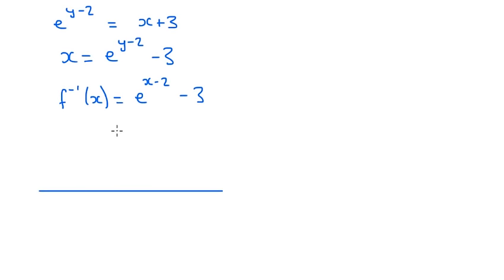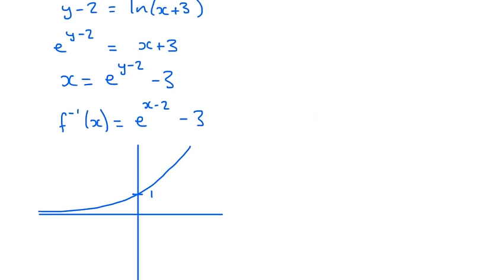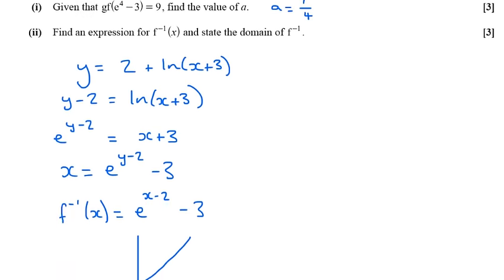If we draw a little picture, the normal e to the x graph looks like this, going through 1 there. So our graph is going to move up. Well, we don't even need to think of that. What we can do is say, well, normally the output needs to be greater than or equal to 0. We were told in here that the output is greater than or equal to 0.